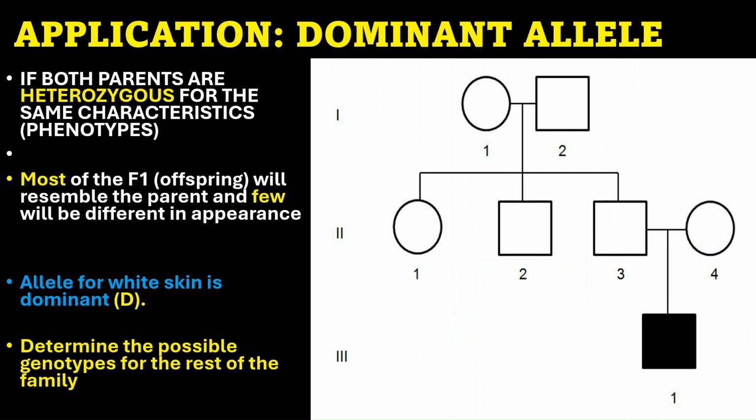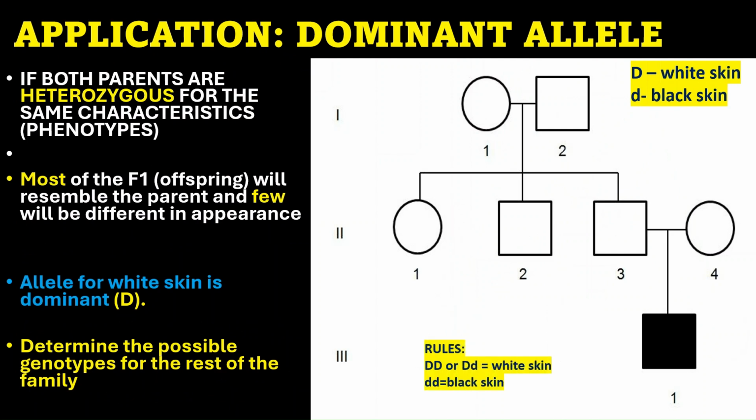And then the black box at the bottom represents the third generation. This generation consists of three females and four males. So determine the possible genotype for the rest of the family. The allele that has been given to you is capital D for white skin and small letter d for black skin, and you set the rules.